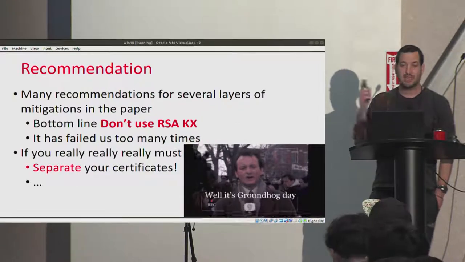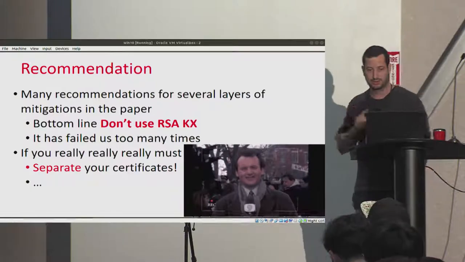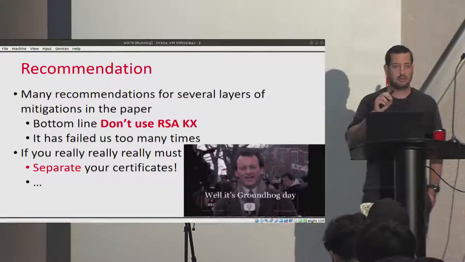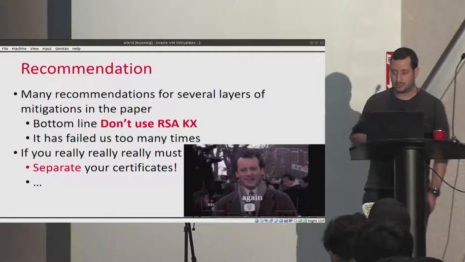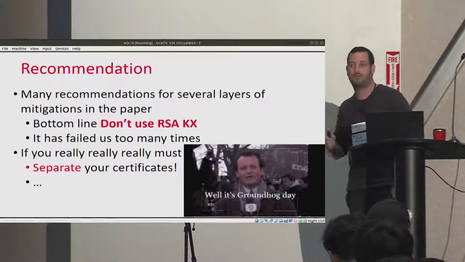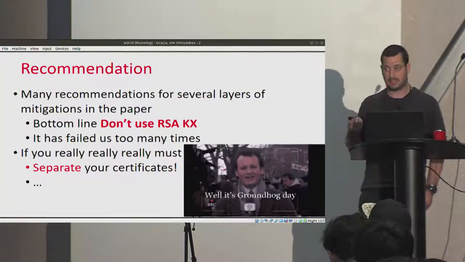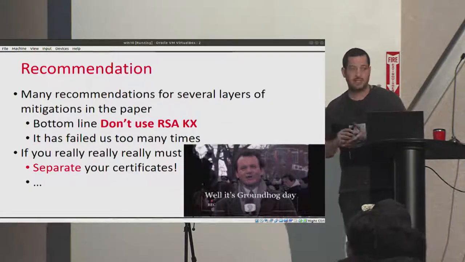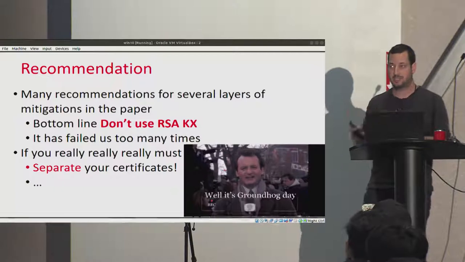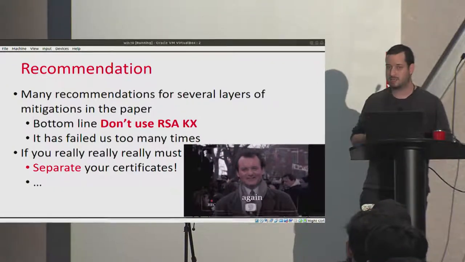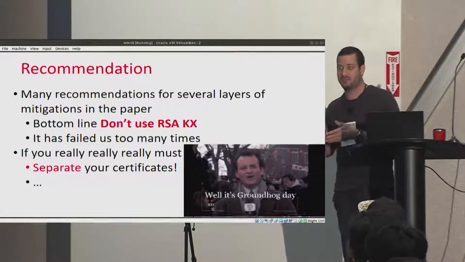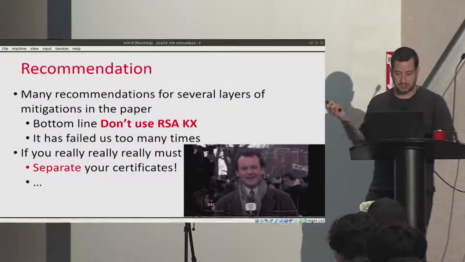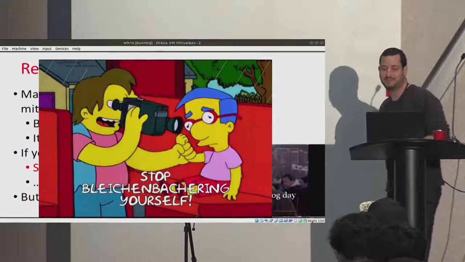However, if you really, really, really must use RSA, the main thing to do is please separate your certificates. In most companies that we've checked, they reuse the same RSA certificate both for key decryption and for signing. And this is what enables all of the downgrade attacks. If there are separate certificates for decryption and for signing, and if it is possible to use different decryption certificates on different servers, this will make this type of attack not practical at all. But again, please just stop Bleichenbacher.